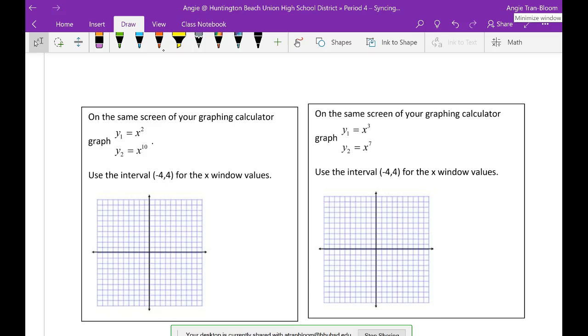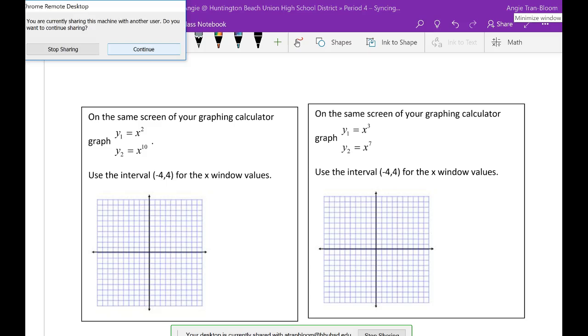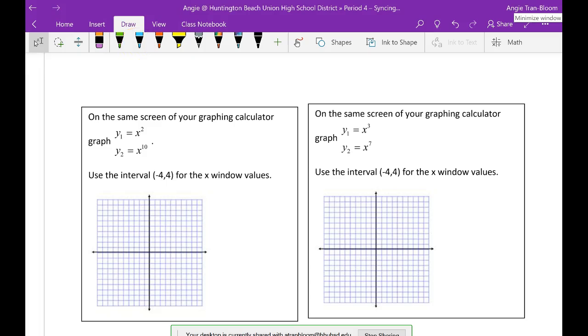So once you're done graphing the even ones, do the odd one. Does it look pretty flat near the origin? Yeah. So bigger exponents.